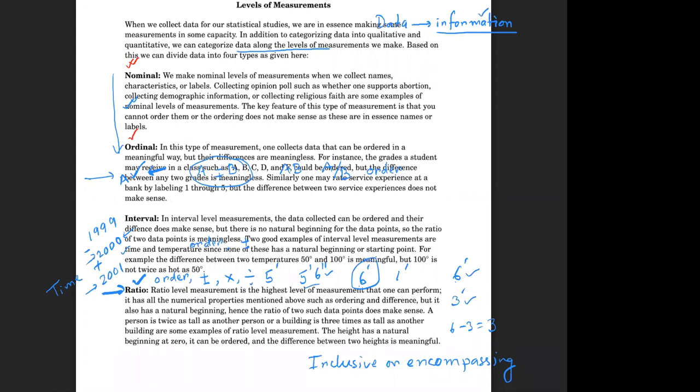Ordering doesn't make sense. It could be Jessica, John, and Ellie, or Ellie, John, Jessica. It really doesn't make a difference. On the other hand, if I ask about grades, A, B, C, D, and F, these are the possible grades one can receive in a class. Now, you can order these grades, A being the best, B being the second best, third best, fourth best, and fifth best. Or F being the worst grade, second worst, third worst, fourth worst, and fifth worst.